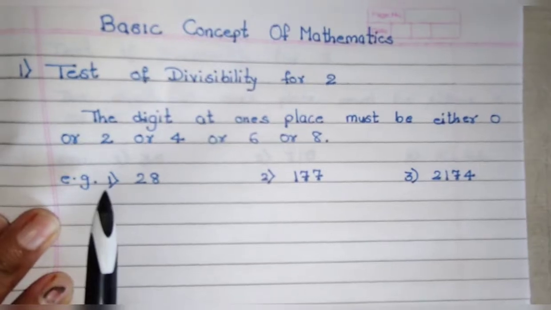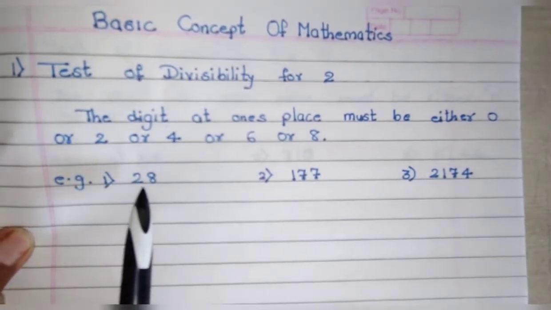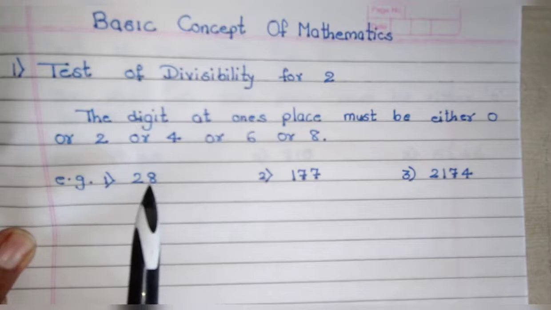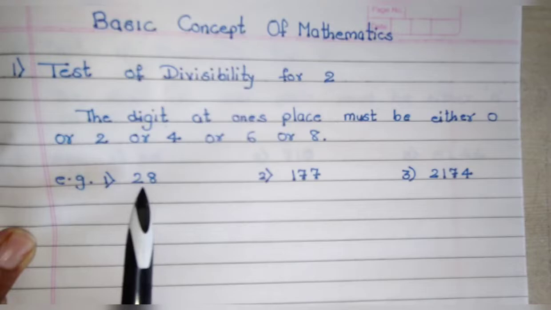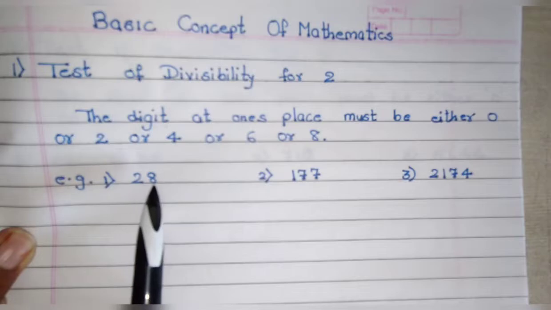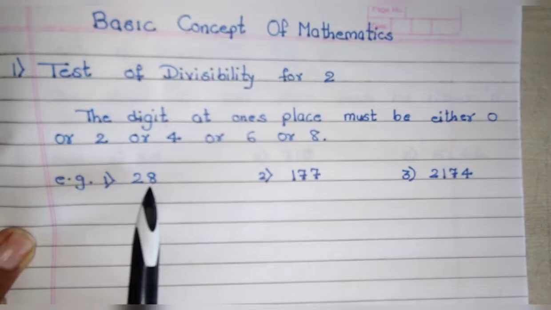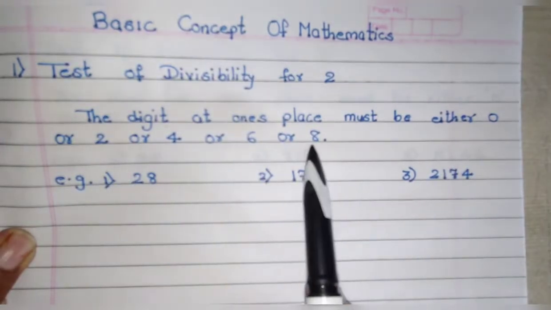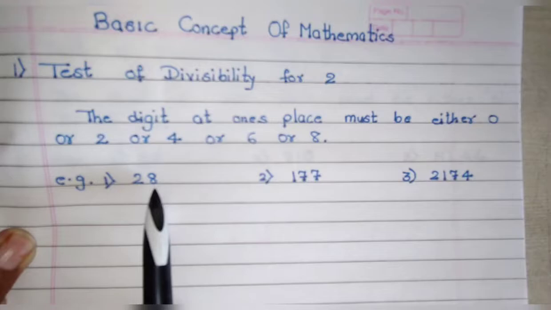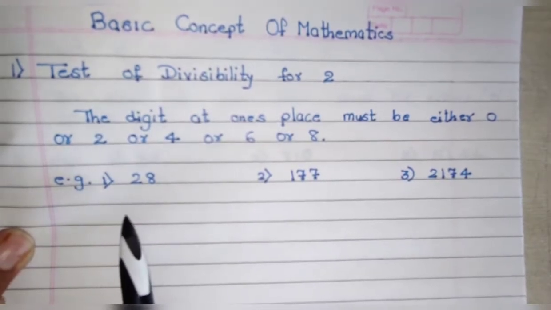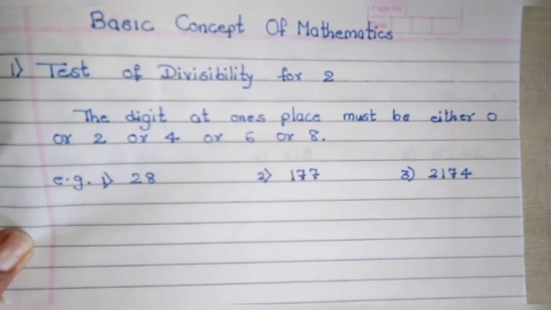Here is your example 1 where the number is 28. 8 is in the place of ones and 2 is in the place of tens. We are not going to look at the tens digit. We are going to look only at the digit which is present at the ones place. From 0, 2, 4, 6, 8, any one must be there. So here it is 28 and the last digit is 8. So this 28 is divisible by 2. You can directly say yes, it is divisible without doing the actual calculation.